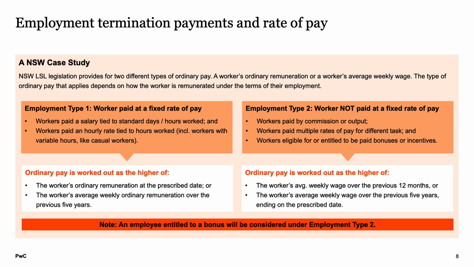The second employment type applies where a worker is not paid at a fixed rate of pay for ordinary hours worked. For example, workers who are paid by commission or output, workers who are paid multiple rates of pay for different tasks, or workers who are eligible for or entitled to be paid bonuses or incentives. In these cases, ordinary pay is worked out as the higher of the worker's average weekly wage over the previous 12 months, or the worker's average weekly wage over the previous 5 years, ending on the prescribed date.